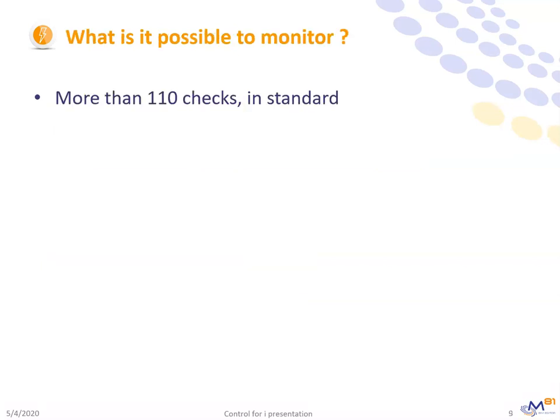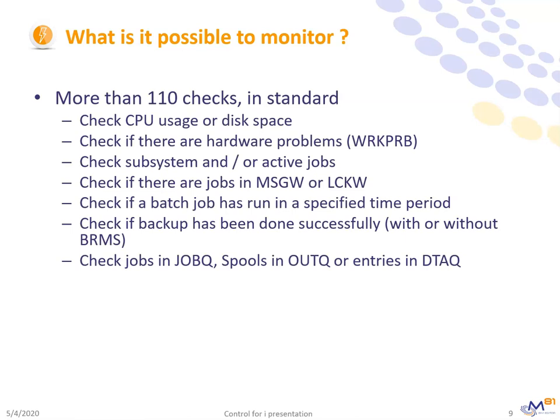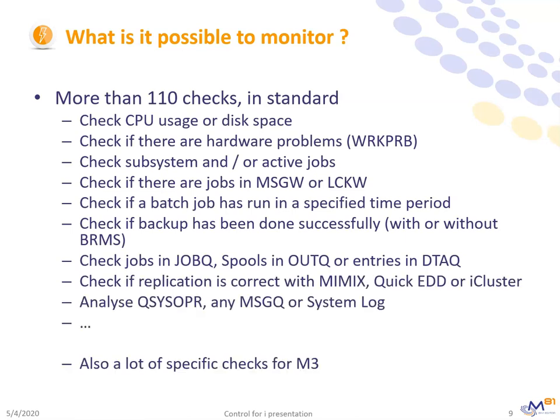The product includes more than 110 checks. Those standard checks allow to monitor a very big part of the system. This includes the hardware problems, backups with or without BRMS, jobs in message wait or in lock wait, replication with Mimix, QuickEDD or iCluster, or analyze any message queue or system log, for example. There are also many checks related to ERP M3 from Infor, where we check information coming from the grid.